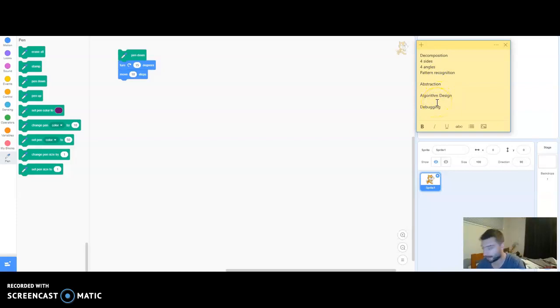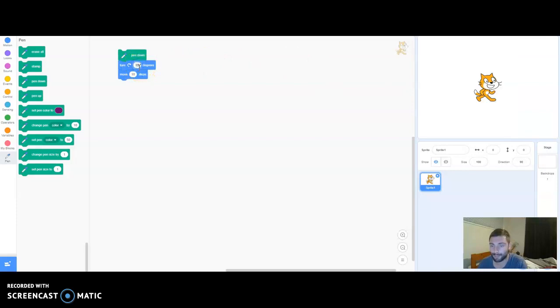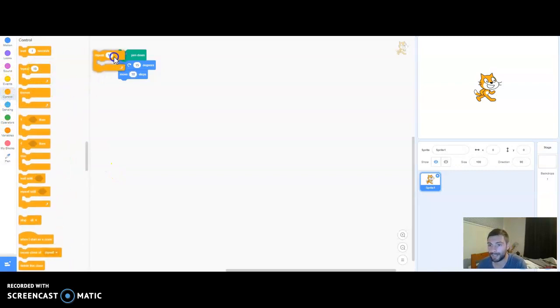pattern recognition, so when we draw a square, we might have noticed that the sides are all the same length and the angles are all the same size. So that number is going to be the same for all of them, and that number is going to be the same for all of our sides. And we said that it was 4, so we're going to enter the control, repeat, because we've got 4 sides, we're going to have to do these things 4 times. That means we'll have 4 lines and we'll have 4 angles.